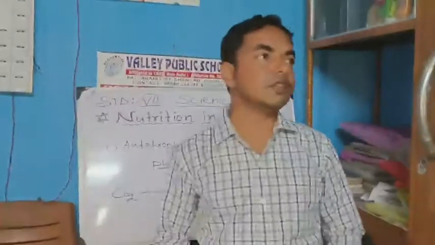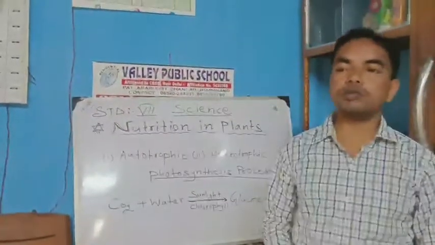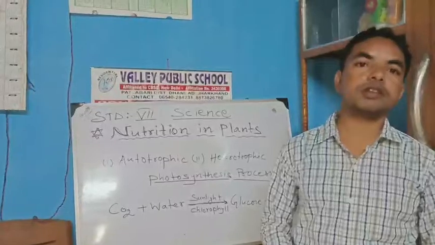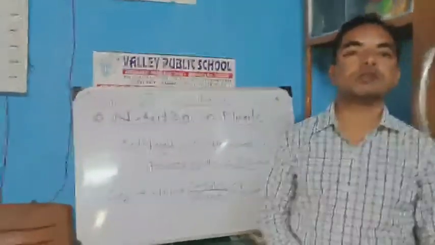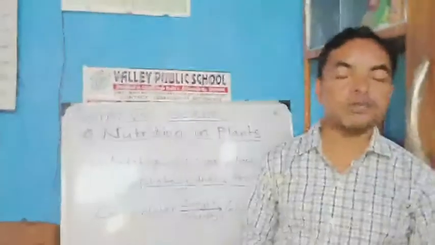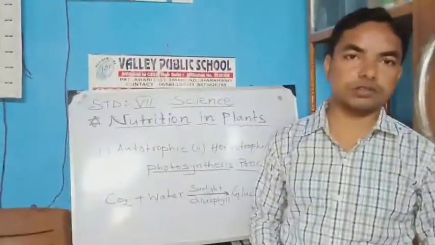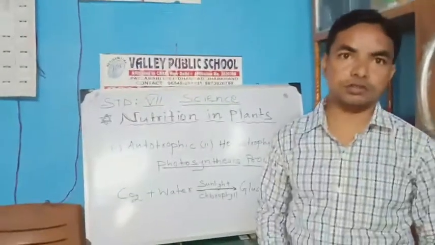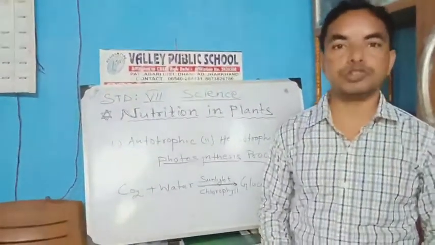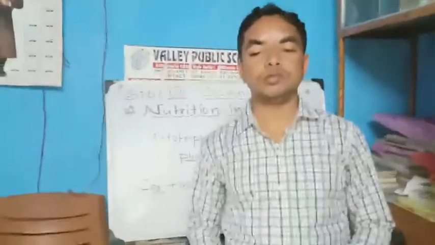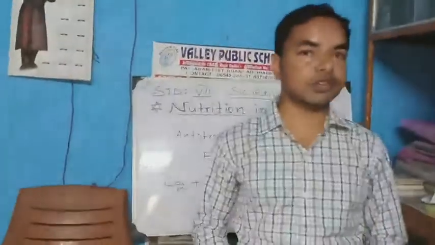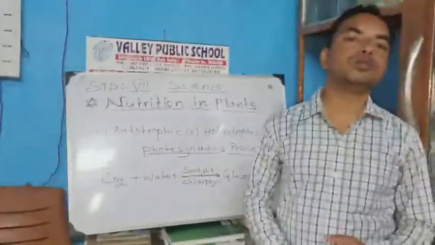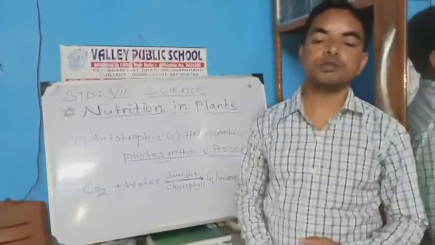Second, insectivorous plants. These are plants that get nutrition by trapping and digesting insects. For example, pitcher plants and Venus flytrap. These two are examples of insectivorous plants.